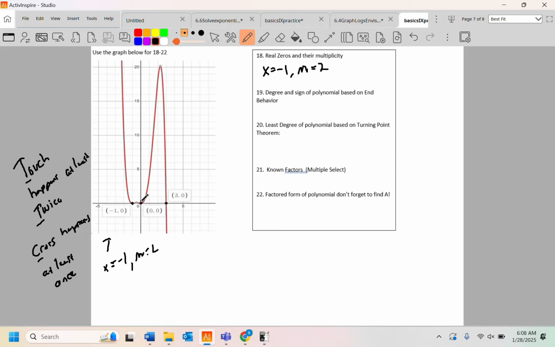This is a touch. X equals 0 has a multiplicity of at least 2. And this guy is a crossing. It's crossing the x-axis. So x equals 3 has a multiplicity of 1.